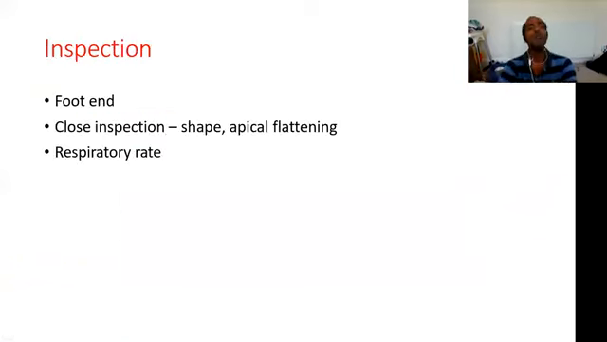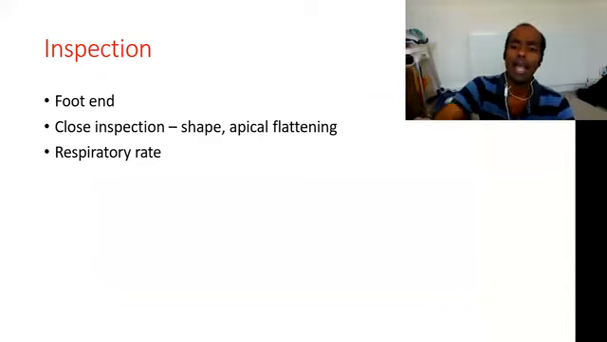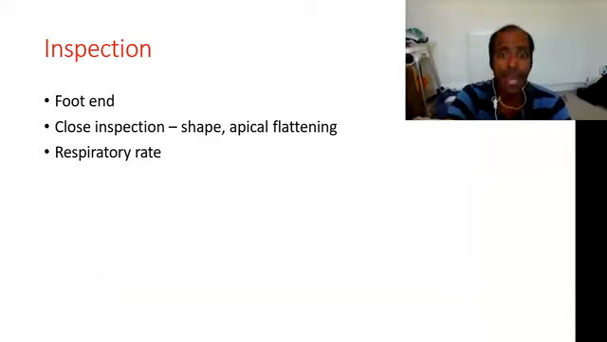Right. Now moving on to the respiratory system proper. So I told you there are 4 steps, just revision of this, you know this already. Inspection, palpation, percussion, and auscultation. Start your inspection from the foot end of the bed. And a key thing that you see from the foot end of the bed would be apical flattening.